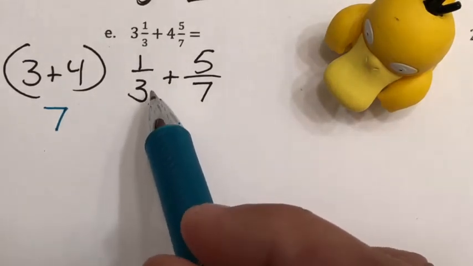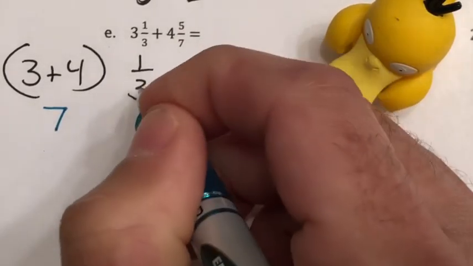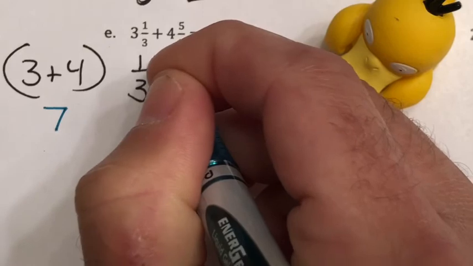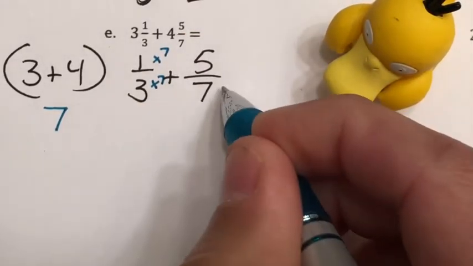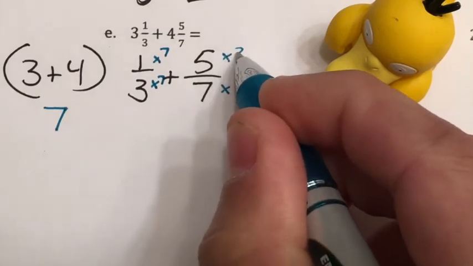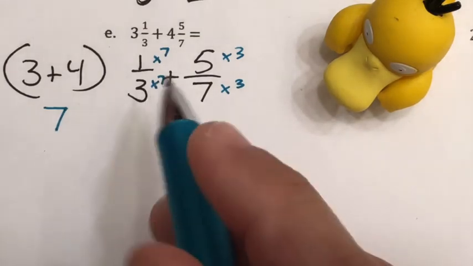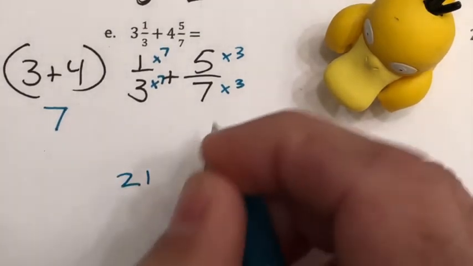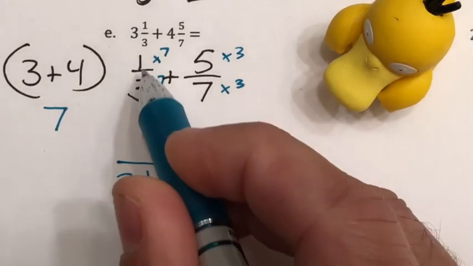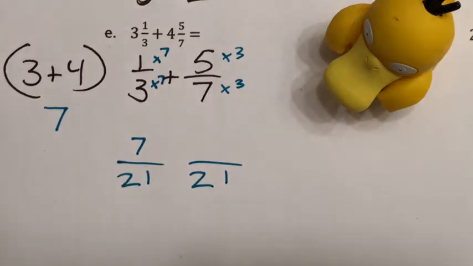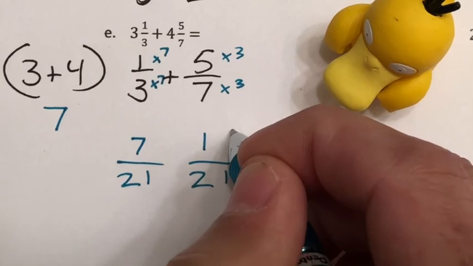Okay, kind of like, again, using that rule of thumb, I'm going to multiply this side by this denominator, times 7. And I'm going to multiply this side by this denominator, times 3. And again, we do this, ladies and gentlemen, so that we can get the same denominator on the bottom. 3 times 7 is 21. 7 times 3, also 21. 1 times 7 is 7. Just make sure everyone can see that. 5 times 3 is 15.